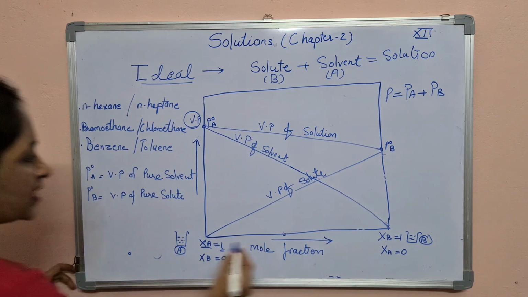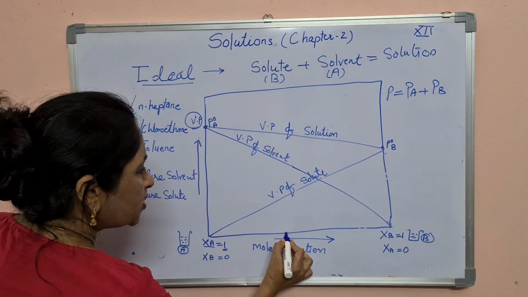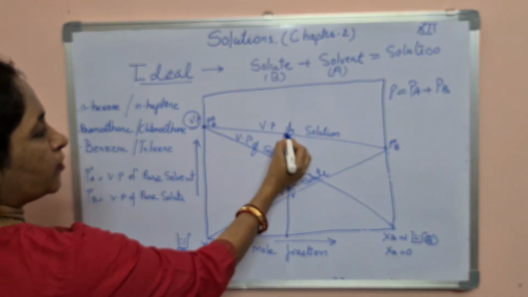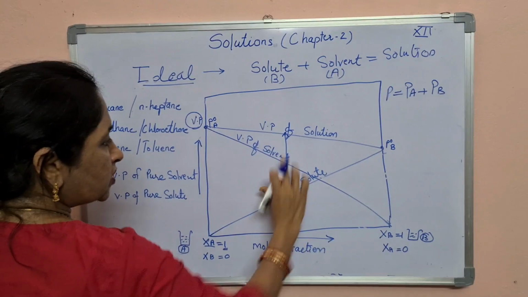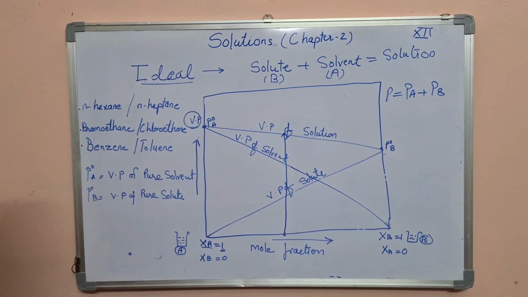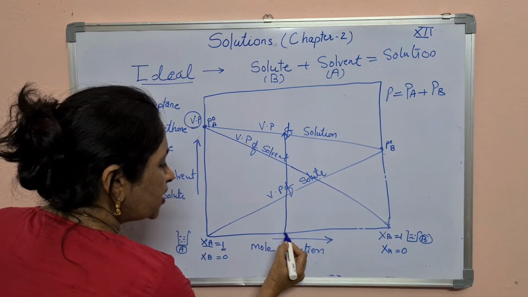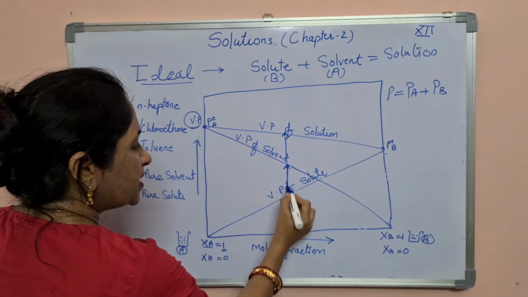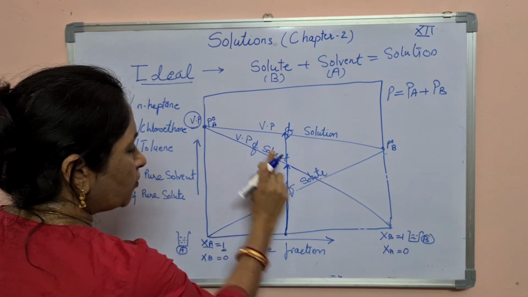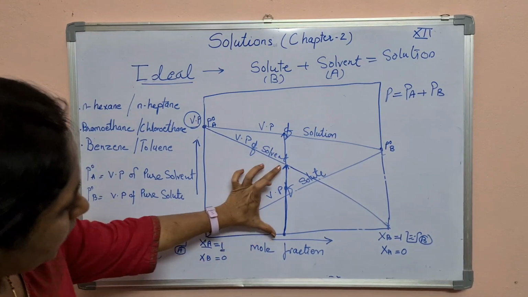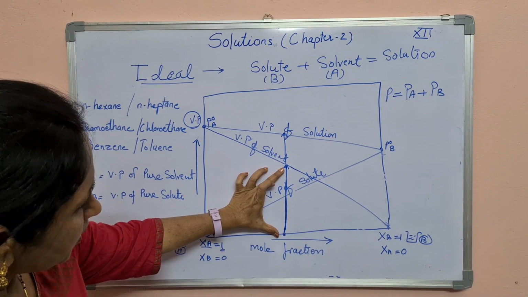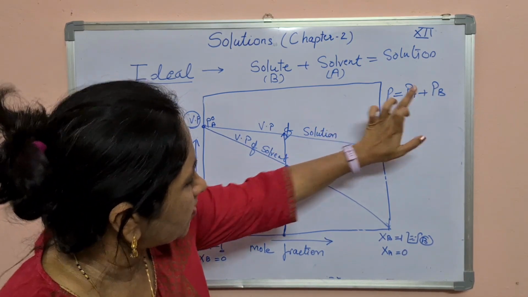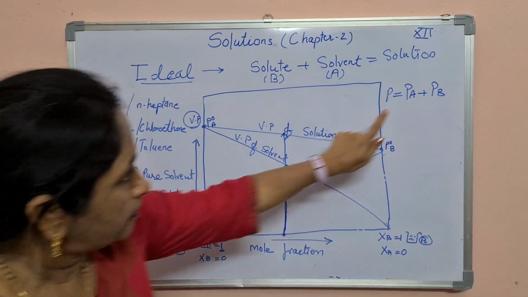So let's see. For example, as I told you, at this point, this is the point of the vapor pressure of the solution. So this much is the vapor pressure of the solution. So see, from this point to this point, this is the vapor pressure of the solvent. This is the vapor pressure of the solvent, and this vapor pressure of the solvent means it is PA. This is PA.